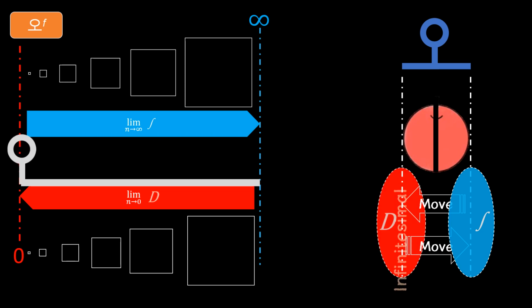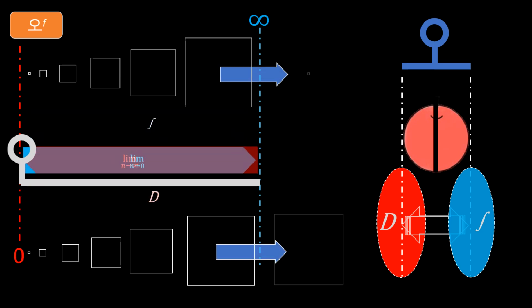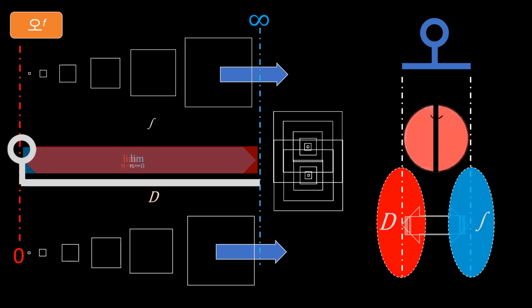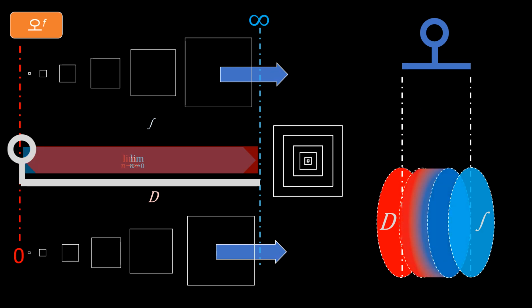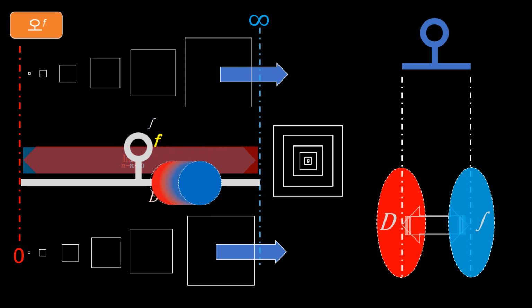Now let's superimpose infinitesimal and infinity. At this point, you will notice that each square will look similar. Expressing this by superposition, we can confirm that the superposition of the gradation becomes the function f, which becomes the entanglement of differentiation and integration.